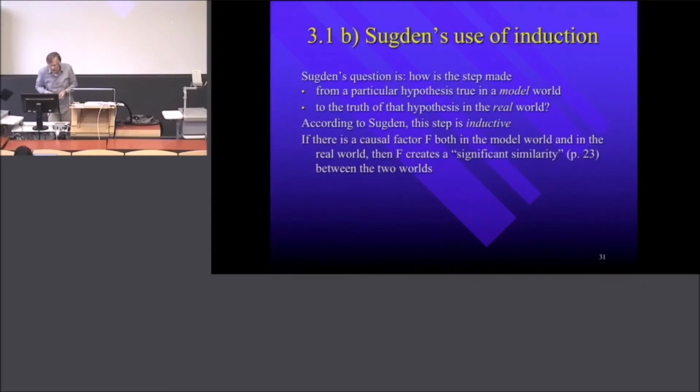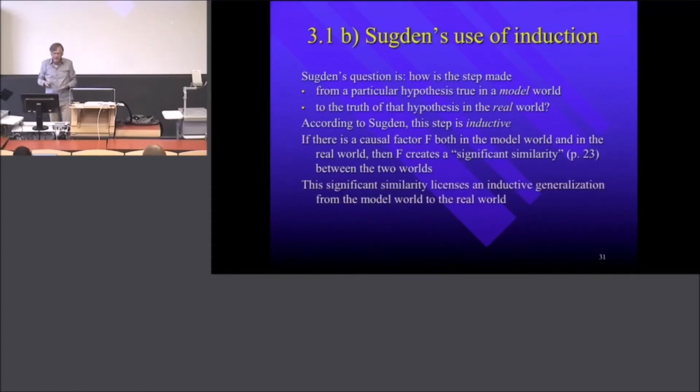If there is a causal factor F, both in the model world and in the real world, then F creates a significant similarity between the two worlds, right? The same with the copper pieces. You've got to have an argument why they form one natural kind. And there he says, I find something very significant here that's both true in the model world and applies in the real world. And that's then the basis for my inductive generalization. And it must be a causal factor, he says, if I find that. And then this significant similarity licenses an inductive generalization from the model world to the real world.